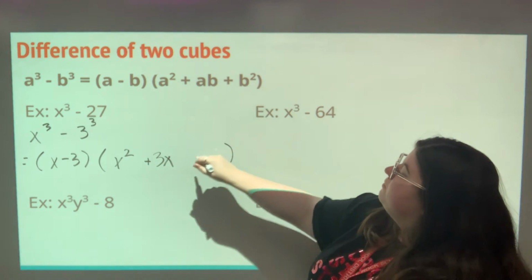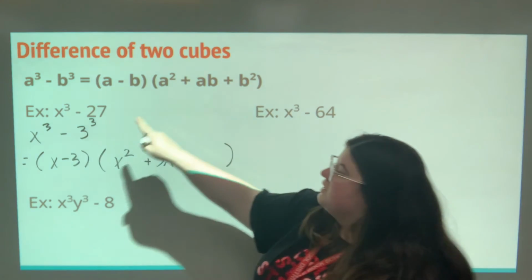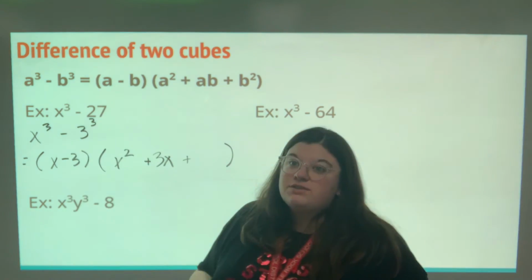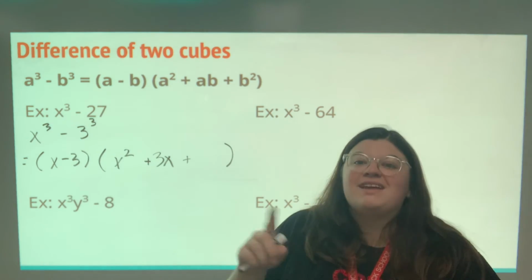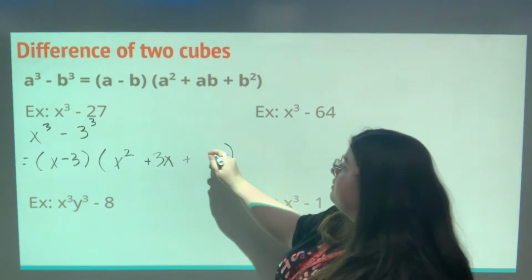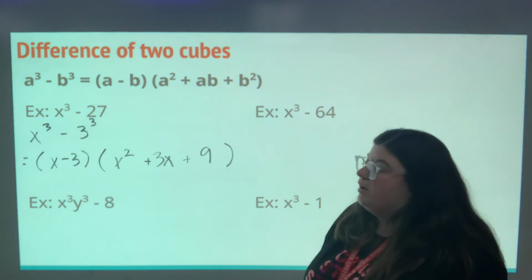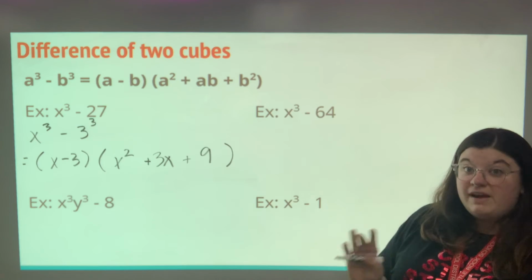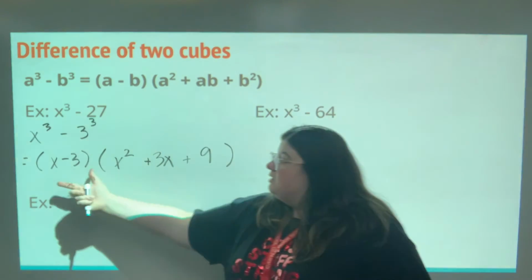And then plus b squared. That was the last thing that was being cubed. So I'm going to take 3, I'm going to square it, I'm going to get 9, so I'm just going to add 9 onto the end. All right, so that first example factors out to be this here.